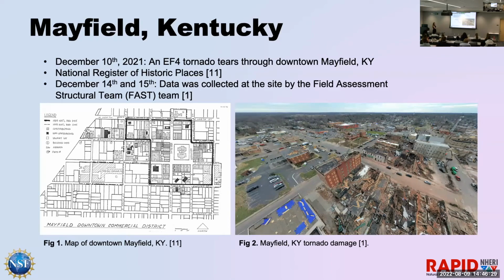And on the right, there is an image from after the tornado showing the damage. Some of the buildings were completely destroyed, some of them were damaged, so you can see the variability there.